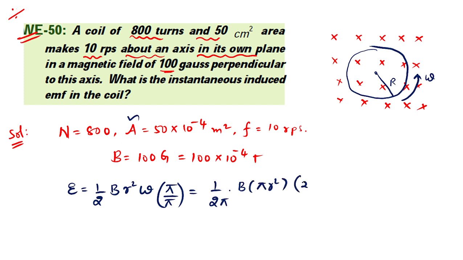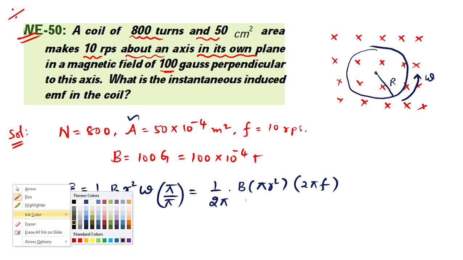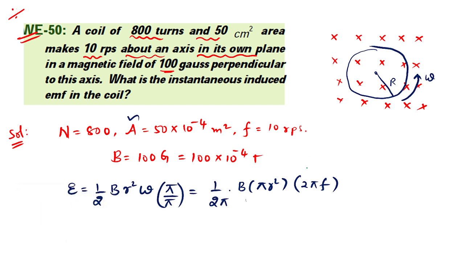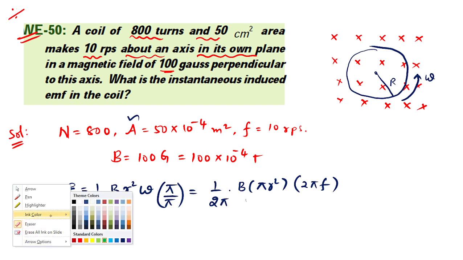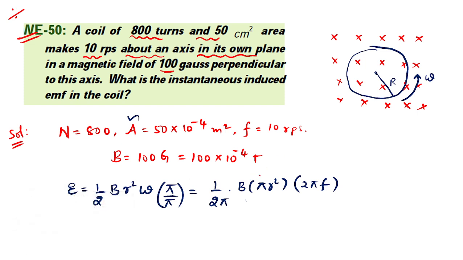Omega means 2 pi into what? I can write the frequency, can I or not? Yes or no? So your formula will be converted into this, and this is the area. Am I correct? So now substitute all the data and get the answer. This will be the area for you.